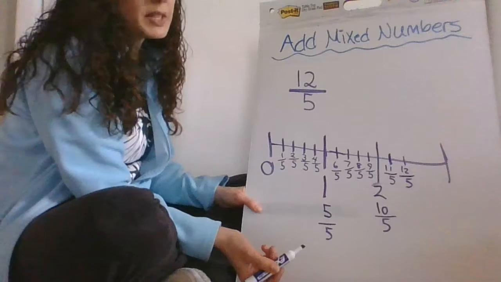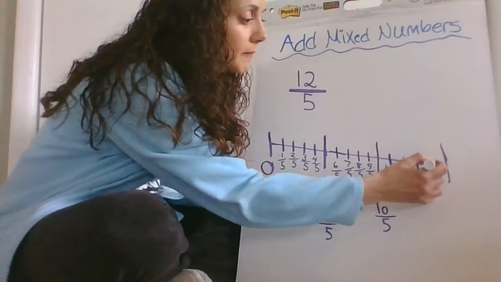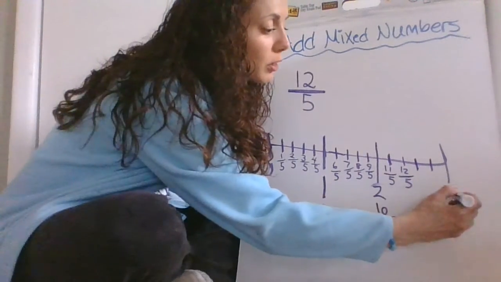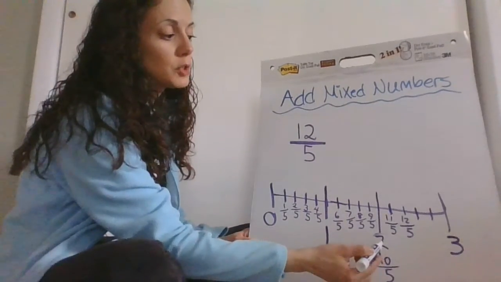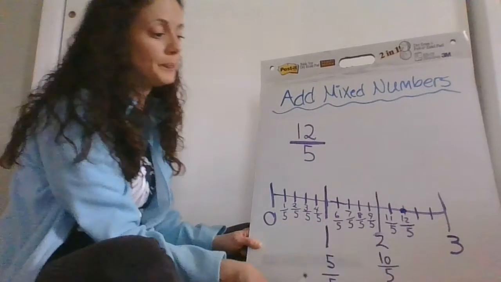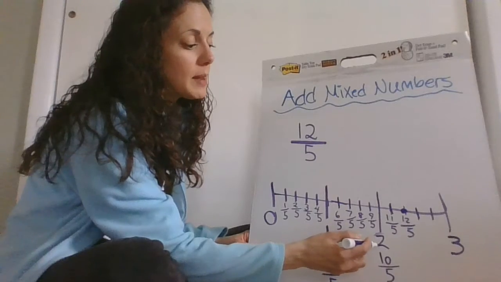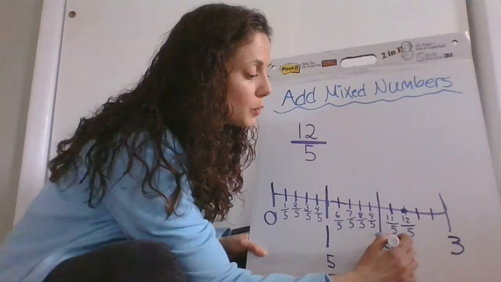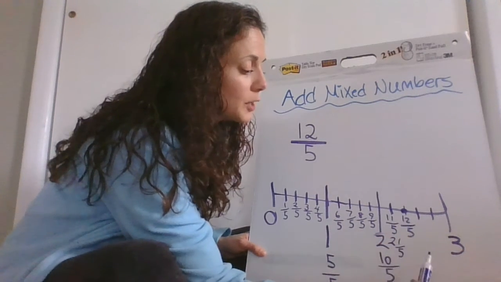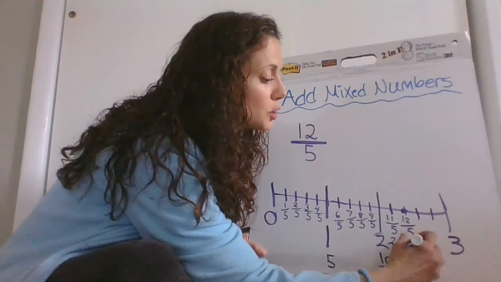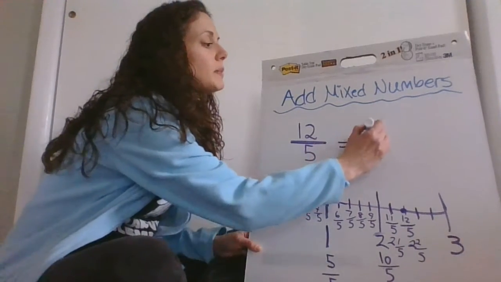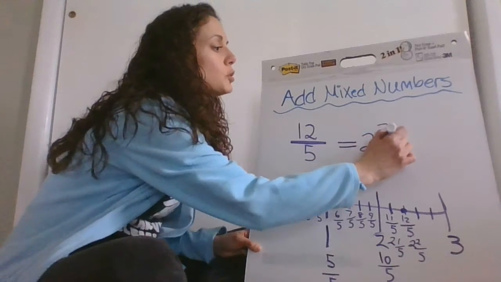Now, if I look at this number line, I'm going to keep creating fifths here. If I think about the next whole number after 2, it would be 3, right? So here's 12/5. 12/5 is past 2, right? 11/5 would be 2 and 1/5. And 12/5 would be 2 and 2/5. So 12/5 is the same thing as 2 and 2/5.